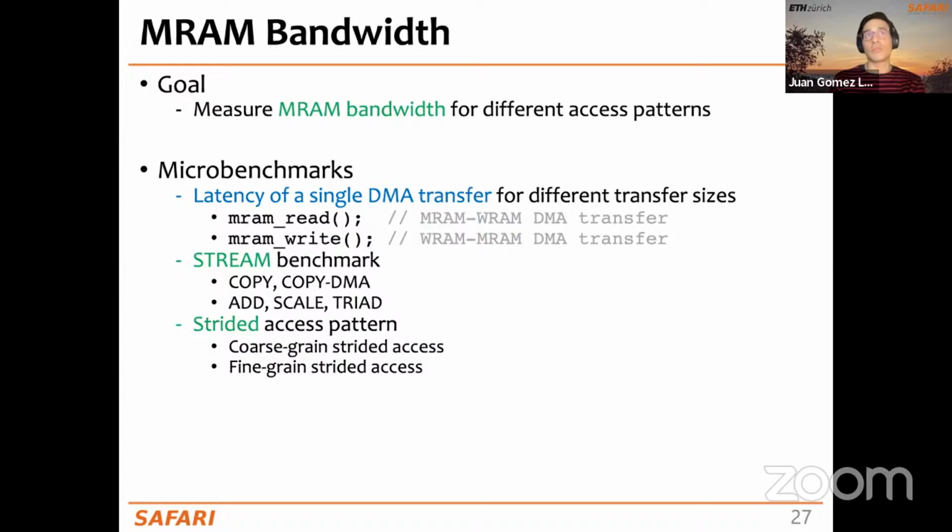We have also created microbenchmarks for strided access patterns, and we actually have 2 different ways of doing strided access patterns. For everyone to be on the same page, a strided access pattern is when consecutive accesses to memory are at a certain distance, and this distance is fixed.